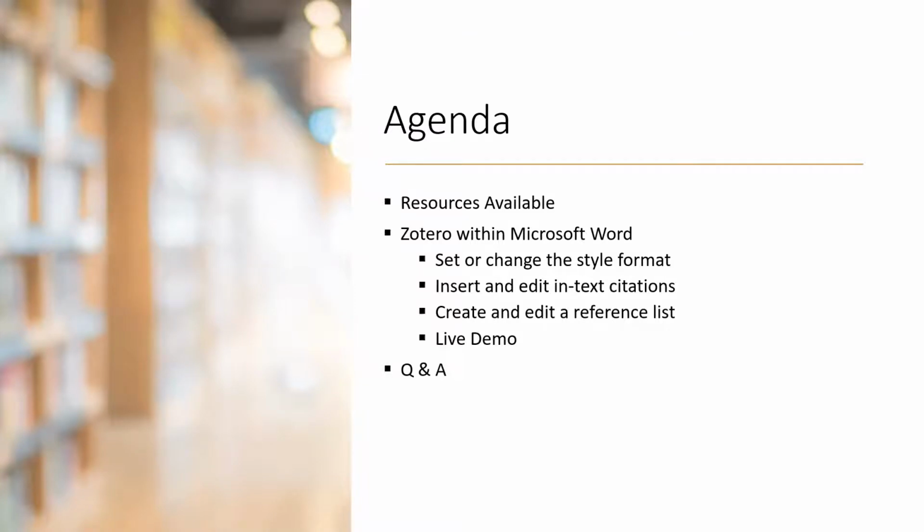So I'm going to start by doing a lot of screenshots so that you can see up close what those different tools look like and where you're going to go to find them and what they can do for you. So first we're going to set and change the style format. Next, we're going to look at inserting and editing in-text citations. Then we're going to create and edit your reference list. Once we've gone over how all of those should work, I'll switch to a live demo so you can see how it works in practice.